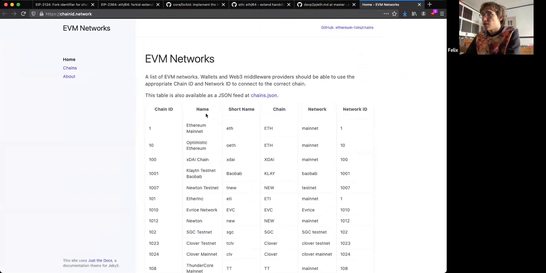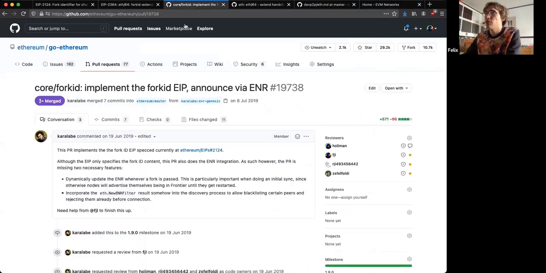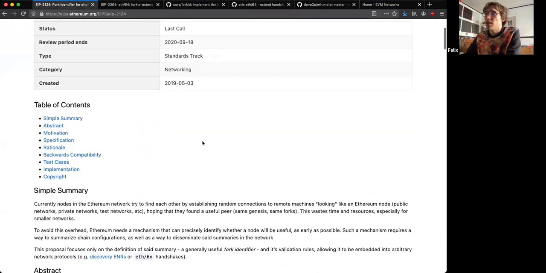The problem at the time was that when there was the DAO fork, the network already had a network ID, and when it was forked, the other network actually had the same network ID. So at this point, the network ID became a little bit useless for distinguishing the actual Ethereum networks, because there were two networks with the same ID.